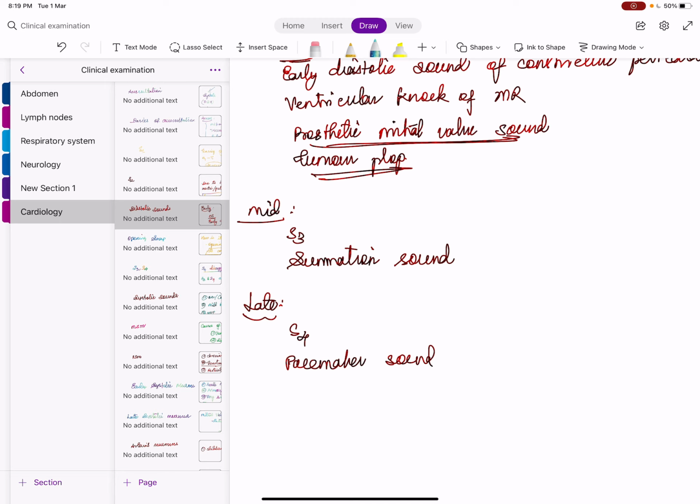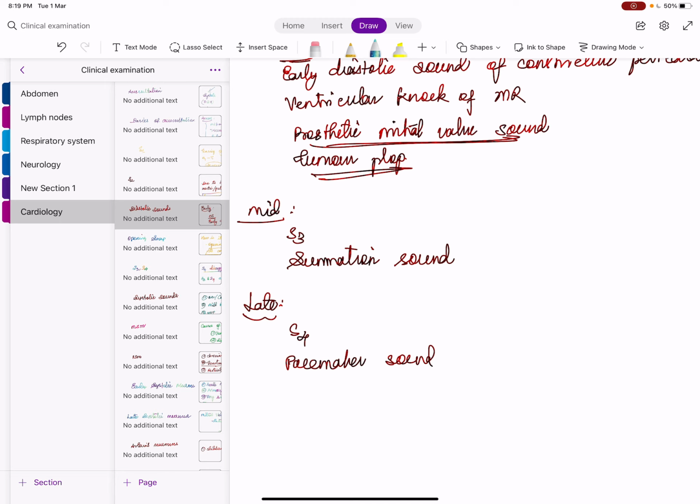We have another condition called persistent wide split, or fixed wide split. Fixed wide split is where A2 P2 will be at the same distance during both inspiration as well as expiration. That is called persistent wide split or fixed wide split. So I told you two mechanisms. One is wide split, that is the split is heard both during inspiration as well as expiration, but inspiration is slightly longer than expiration. Fixed wide split is where inspiration and expiration both we are hearing the split, but it is equal. I'll tell the conditions later.